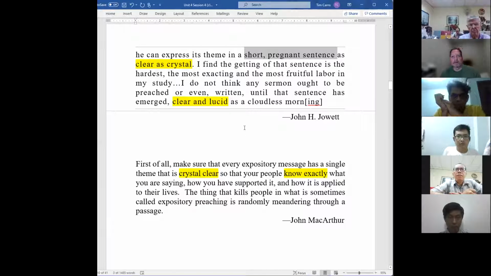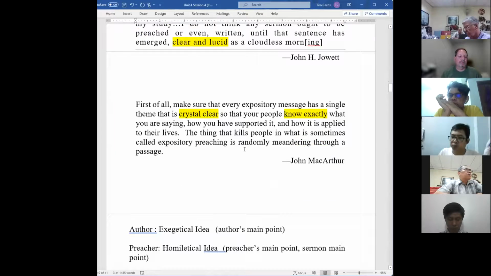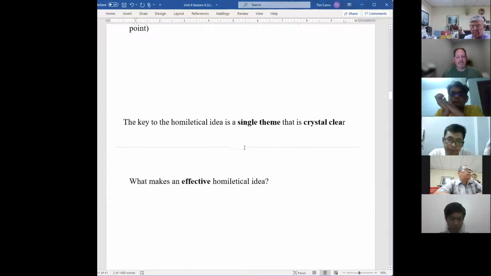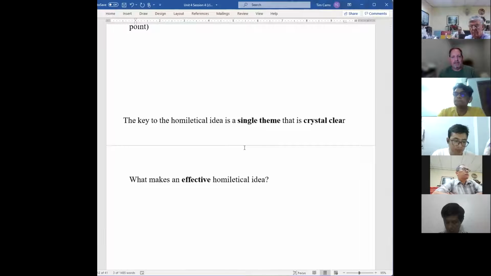This is most important. Sometimes it'll take me an hour or two as I think about it to come up with this. Now you may say, well, why does it take you that long? It should be easy to put together at this point. Well, here's why. Because the key to the homiletical idea is that it be a single theme and crystal clear, but there are certain characteristics of a homiletical idea that make it effective.